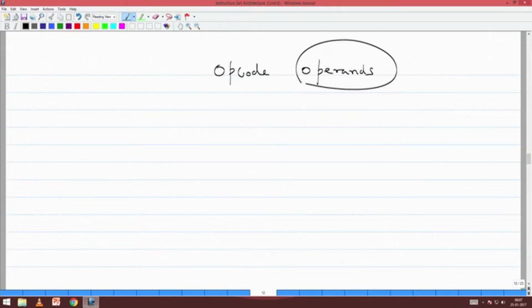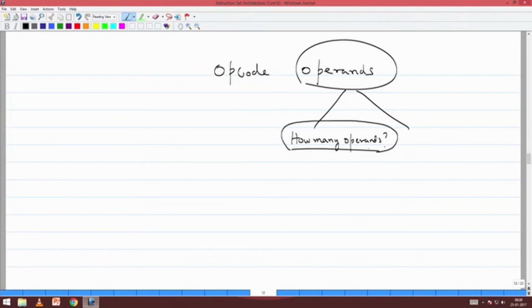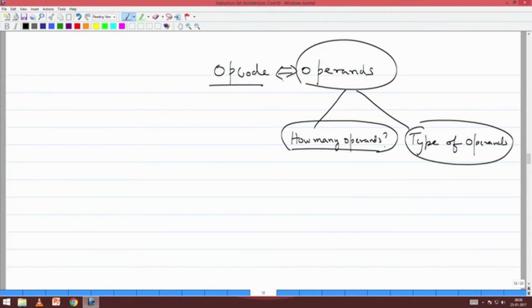On the operand side, there are many decisions that need to be taken. For example, how many operands? What is the rationale behind having this many operands? This is one very important decision that we need to take, and the next is the type of operands. And another important thing: is there a relation between opcode and operands?